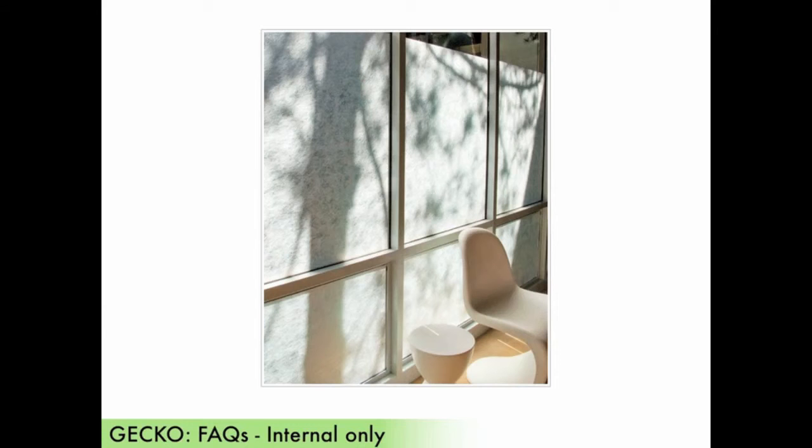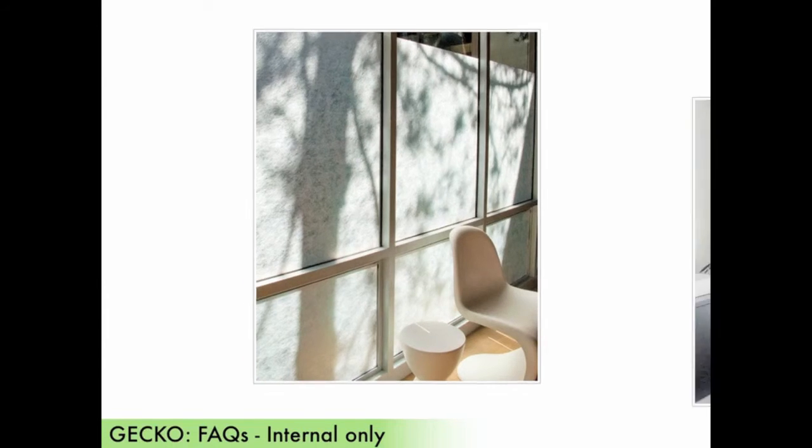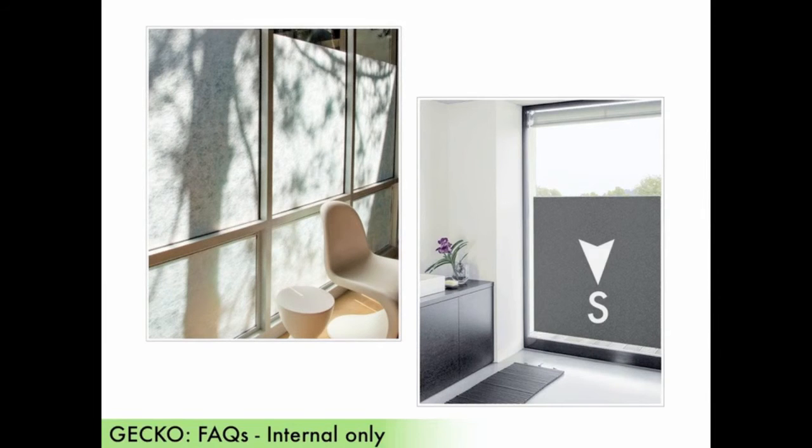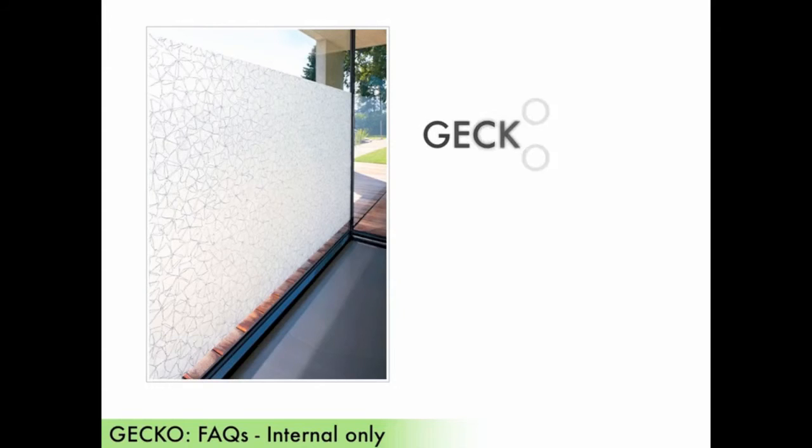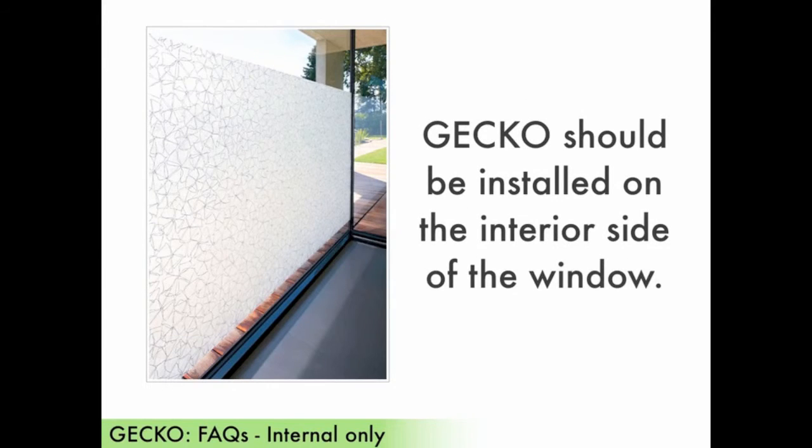Can gecko be installed on a window facing the exterior? This can be done, but there are some important things to keep in mind for these installations. Lighter colors can be used on windows facing the exterior. However, dark colors or windows facing south should generally be avoided. Furthermore, dark colors on windows facing south should absolutely be avoided. Finally, for all cases, gecko should be installed on the interior side of the window.